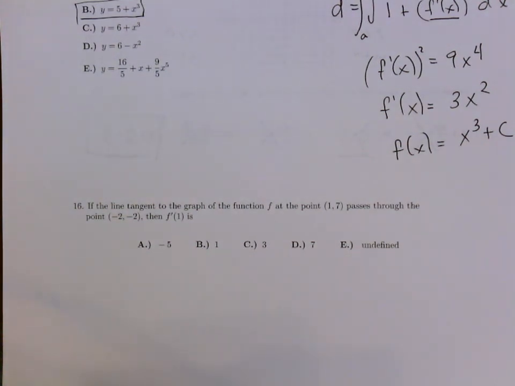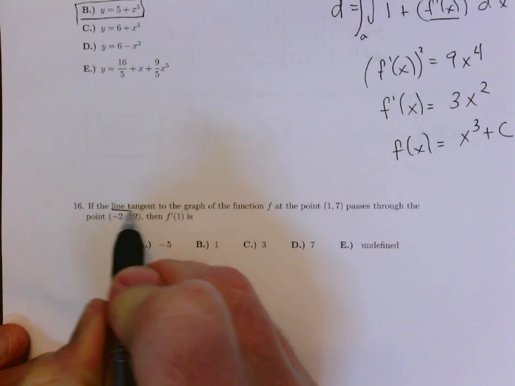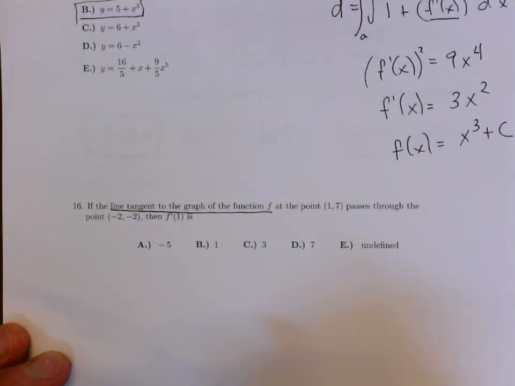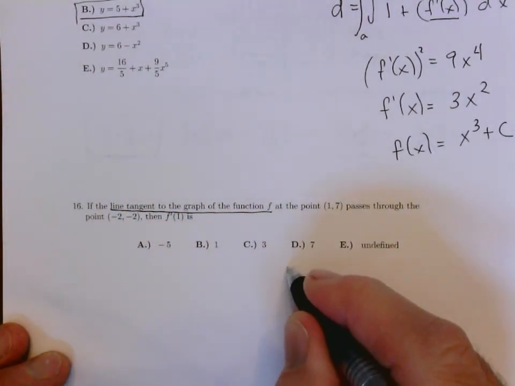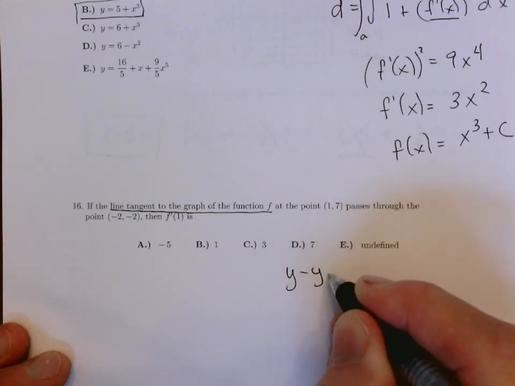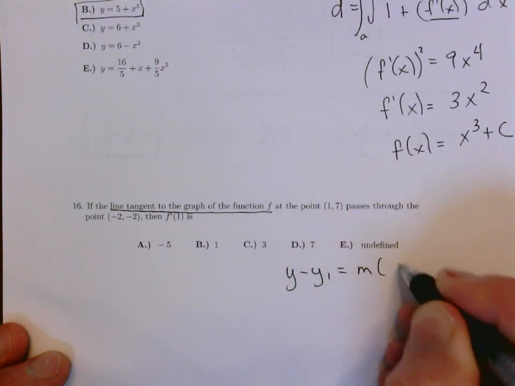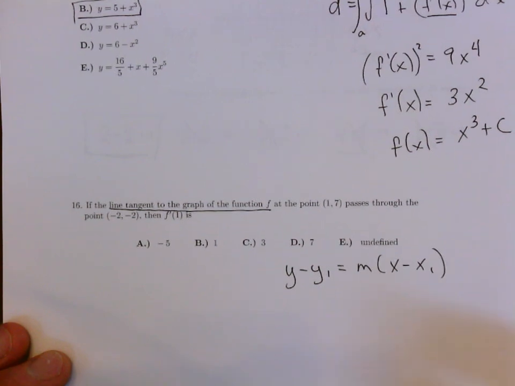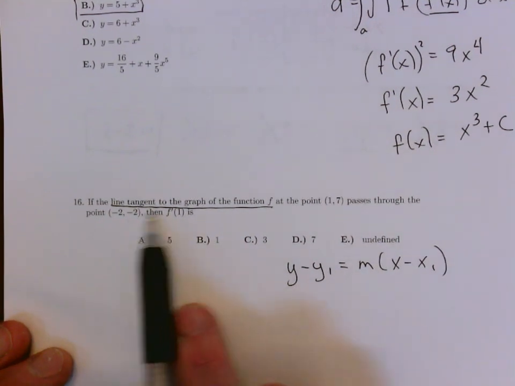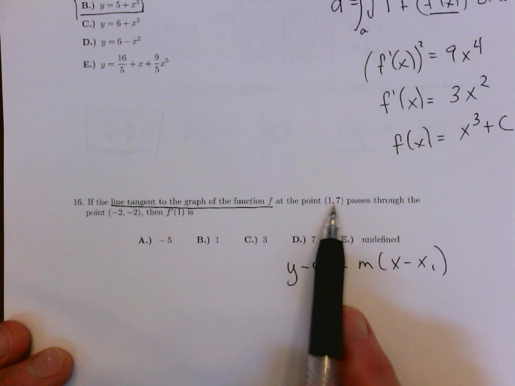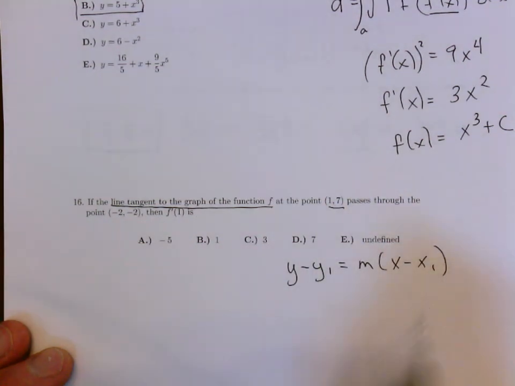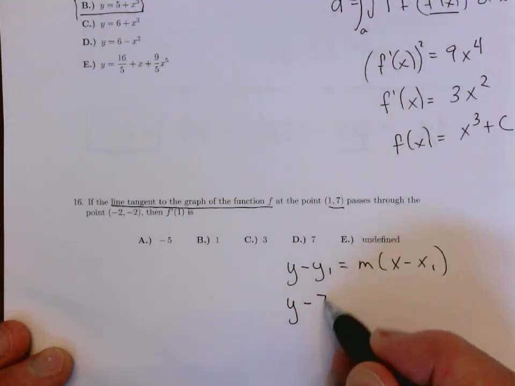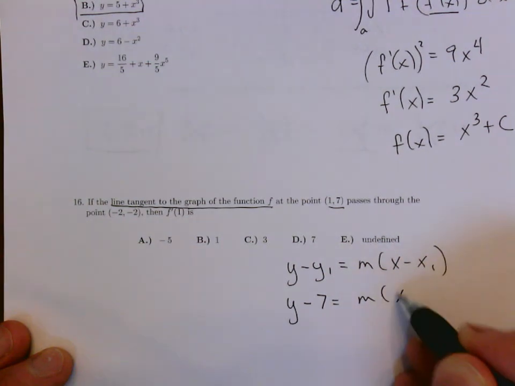Okay, so let's talk about this. We have the line tangent to the graph of f. You know you can represent that in the form of y minus y1 is equal to the slope times x minus x1. That's just the equation of a line. Now it's tangent at that point, so I know that point will work in here. So I know I have y minus 7 is equal to m times x minus 1.